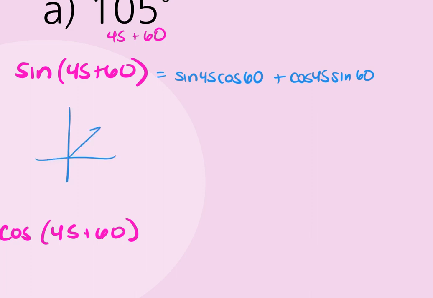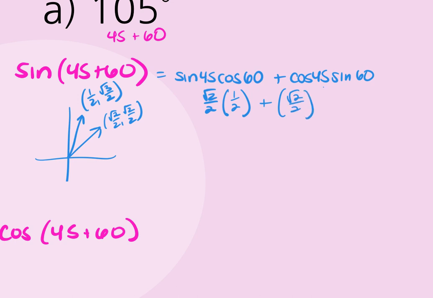So 45, hopefully again, we start to know these things. 45 is root 2 over 2 and root 2 over 2. 60 is 1/2 and root 3 over 2. So the sine at 45 is root 2 over 2. The cosine at 60 is 1/2. The cosine at 45 is root 2 over 2. And the sine at 60 is root 3 over 2. And I get root 2 over 4 plus root 6 over 4, which is root 2 plus root 6 over 4.